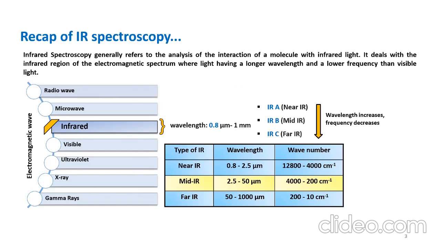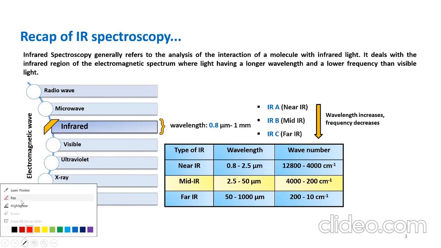So here's a recap of the IR spectroscopy. As we know, IR spectroscopy is generally the analysis of the interaction of a molecule with the IR light. Depending upon how the molecule is behaving in the presence of IR light, that is what we observe. An IR spectrum is basically the spectrum in the range of 0.8 micrometer to 1 mm.